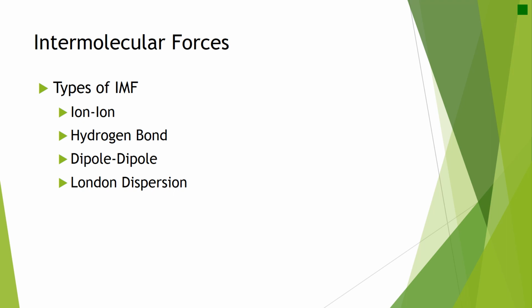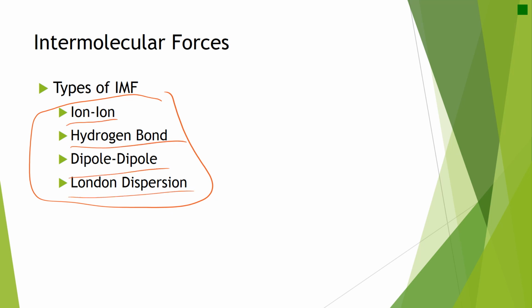There are 4 types of IMFs, and these are also listed in order of strength: ion-ion, hydrogen bonding, dipole-dipole, and London dispersion. This is the primary part of this unit that we'll be focusing on, so it's really imperative that you listen and understand how to identify what type of intermolecular force a compound would show.